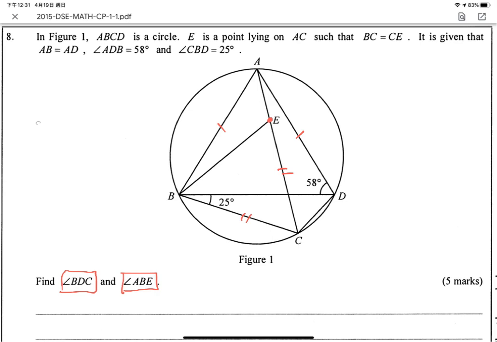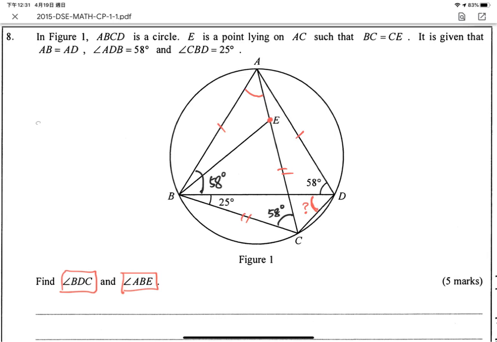Let's consider angle BDC first. BDC is here, so we are going to find this angle. According to the circle properties, angles in the same segment. So angle BDC, this angle equal to angle BAC, because angles in the same segment. Also, angle BDA equal to 58 degree. So we also have this angle BCA also equal to 58 degree, because same reason, angles in the same segments.